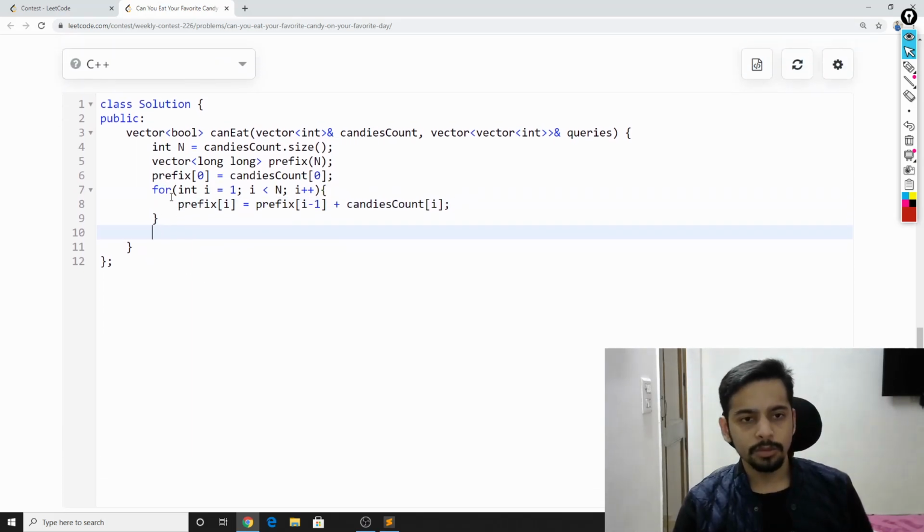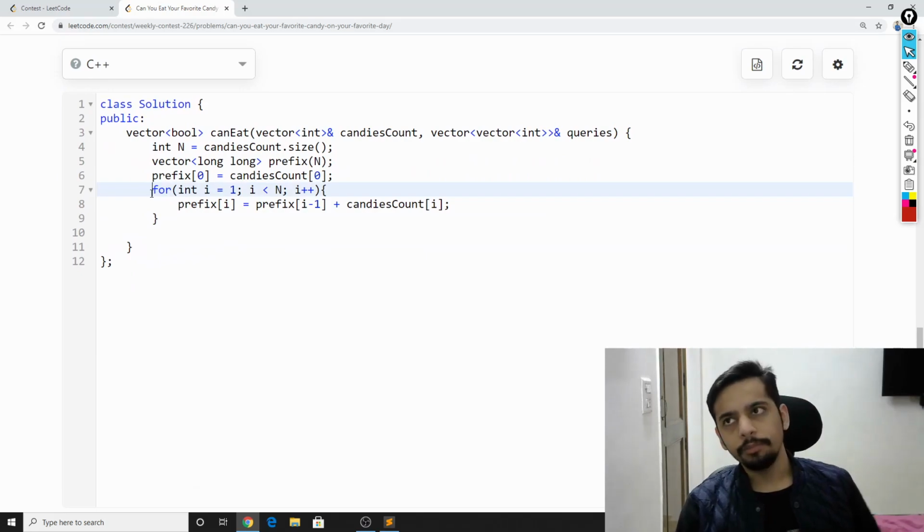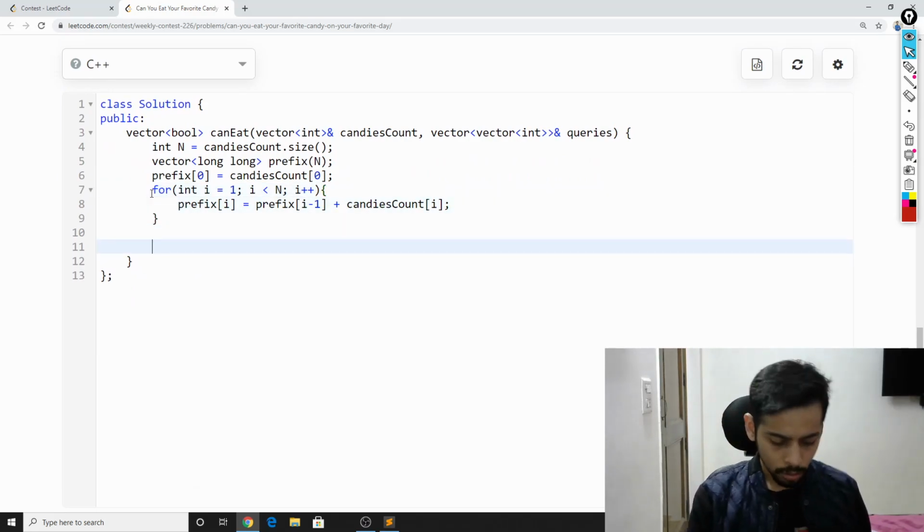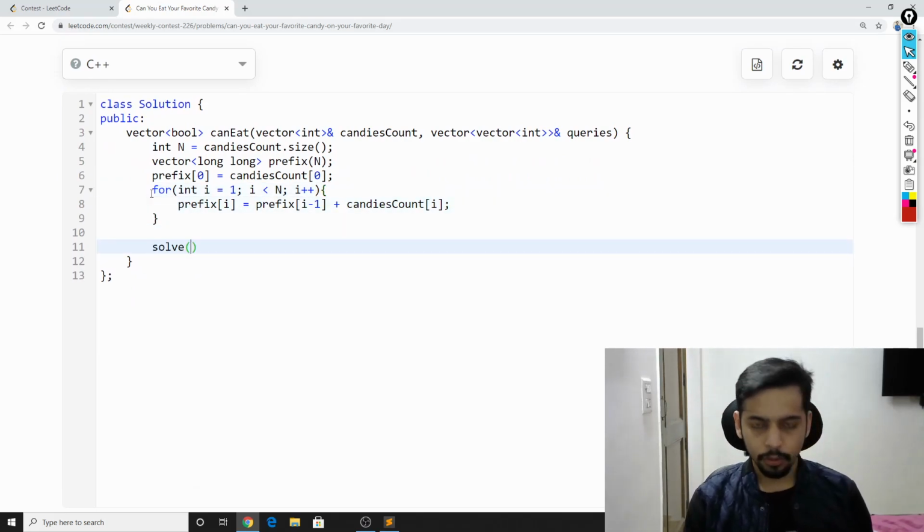Okay, I have the prefix sums. Now to answer a given query, let's see what you can do. So I'll say solve for a given query. We'll pass in the number of the day, the prefixes. Let me pass in the prefix vector because that would give me crucial information for answering a query. I will pass in that.